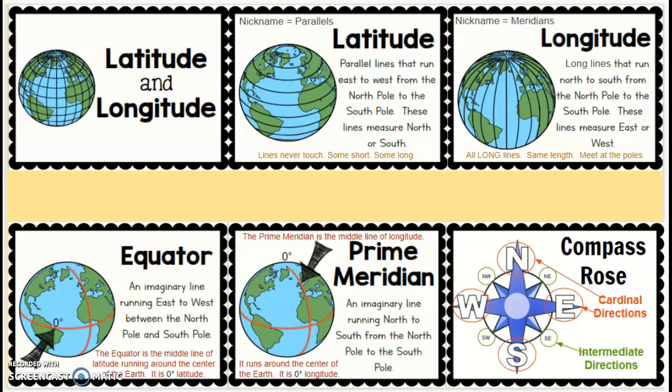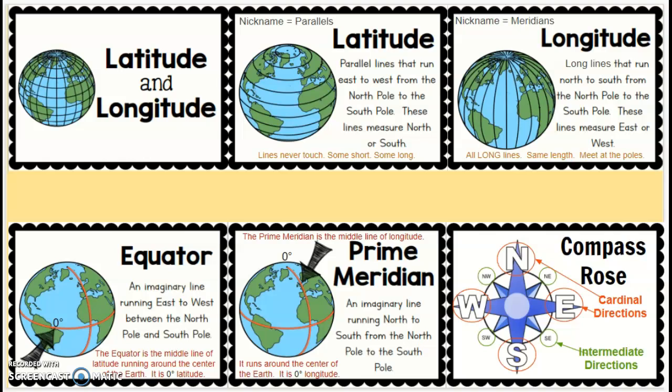Now the lines of longitude are different. These have a nickname also. They're called meridians. These are always long. Look at the North Pole. They all gather at the North Pole, go around the Earth to the bottom, and then they gather again at the South Pole. All of these lines are long.